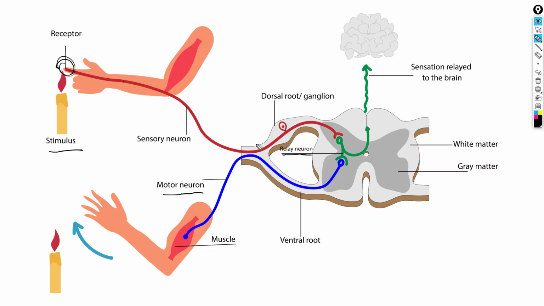Again, the dorsal root is the root where the sensory neuron is coming in, and the ventral root is the root where the motor neuron is leaving the spinal cord. And as you see here, the response is done by the body by removing the hand from the fire. And as we mentioned before, the reflex actions are not controlled by the brain. The brain is later notified by the spinal cord. Sensations relate to the brain. So this is going to be another example of a reflex arc.